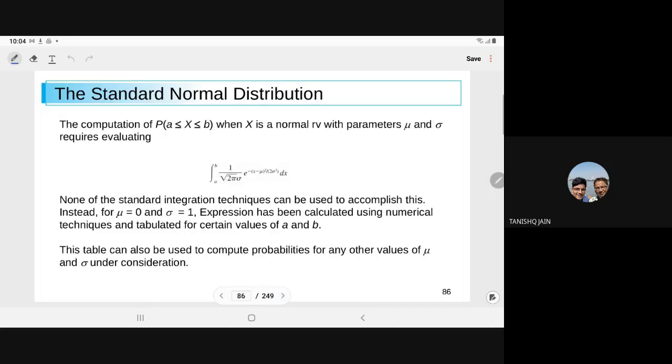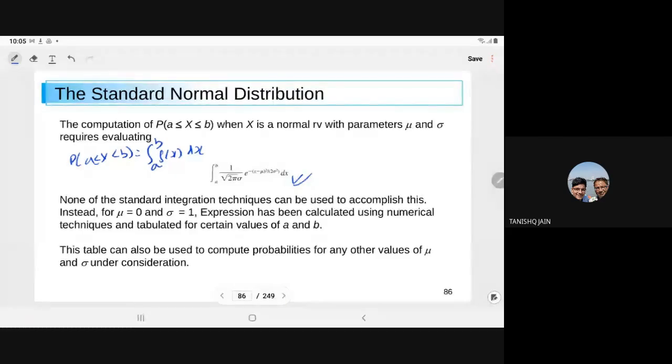Suppose you have to compute a probability, right? If you have to compute the probability of x between a to b, what do you have to do? You have to integrate between a to b of f(x) dx. But that is not an easy task because this integrand is a little typical.